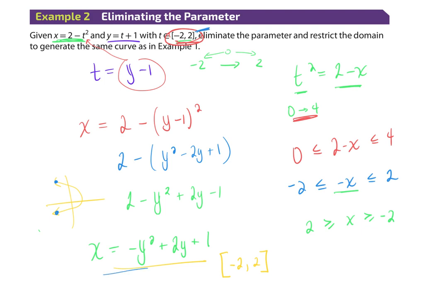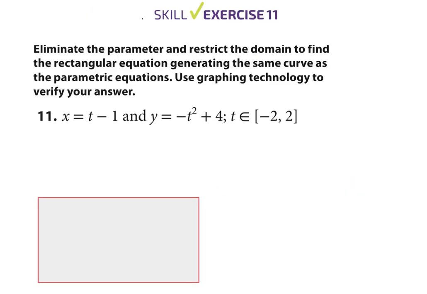Now that I've rewritten it without a t, I need to restrict it in the same way, but using my x values. And so that's going to restrict it with my x values there. My x values go from -2 to +2, and that restricts it there by putting that explicit domain in there. All right? Questions on that? Let's try one.